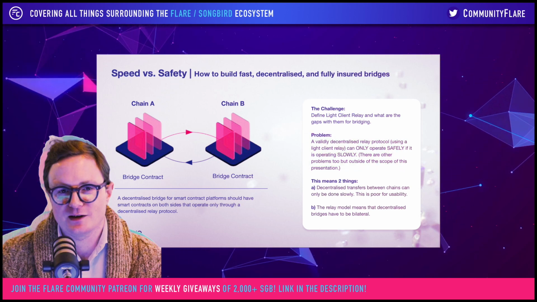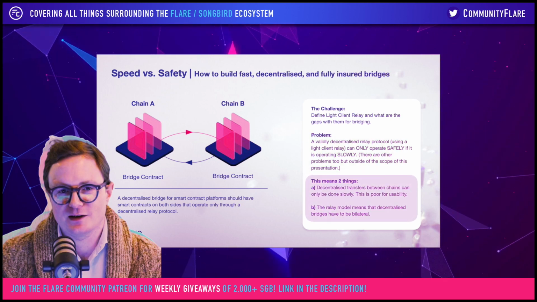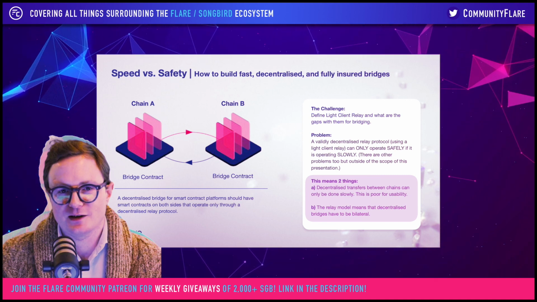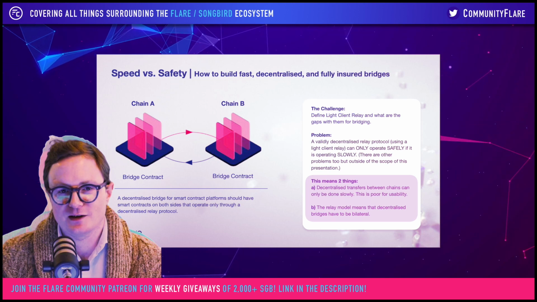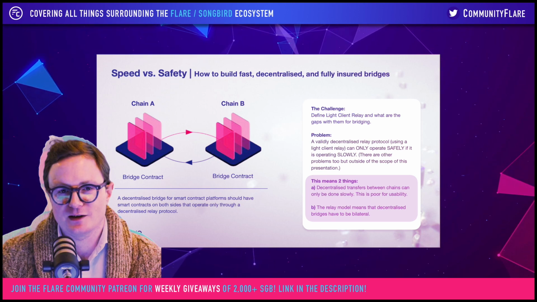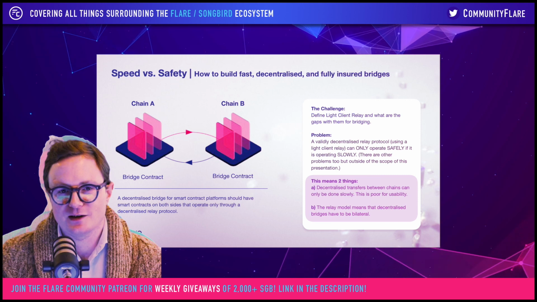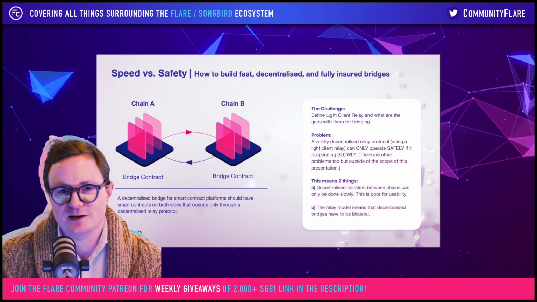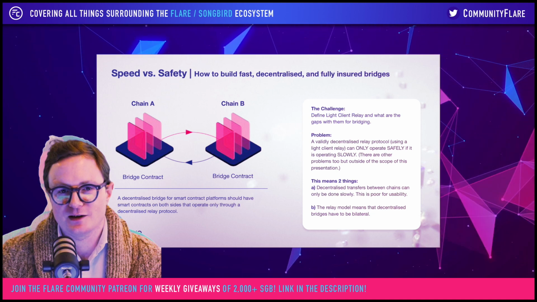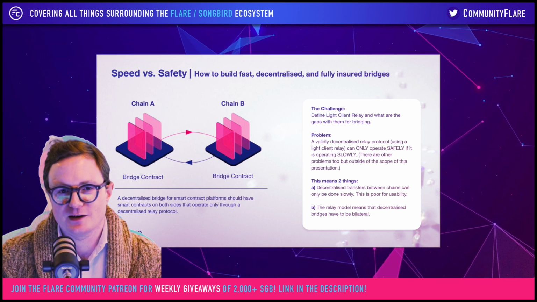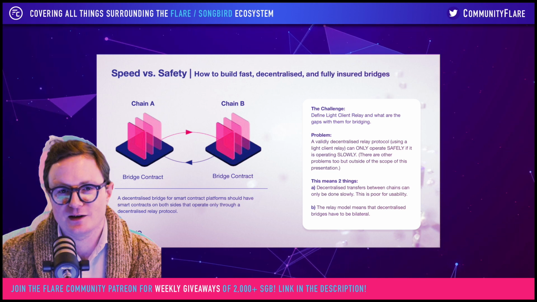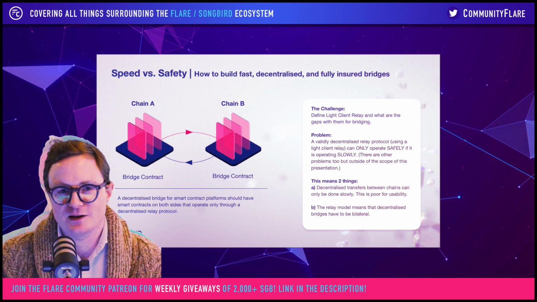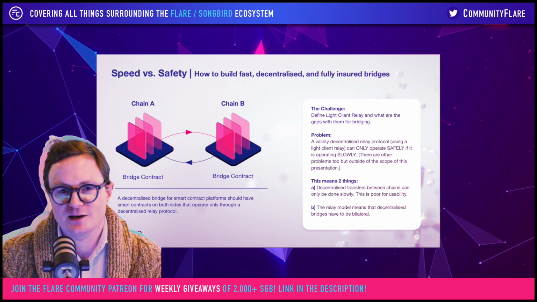And so this means two things. Decentralized transfers can only be done slowly, and this is really poor for usability. And the second thing it means, which may be more important actually, is that the relay model means that decentralized bridges have to be bilateral rather than multilateral. And that fragments liquidity. We'll come on to what fragmenting liquidity means shortly. It's a seriously big deal. And that's why, largely, bridging has been done by centralized bridges, multi-sig based bridges.